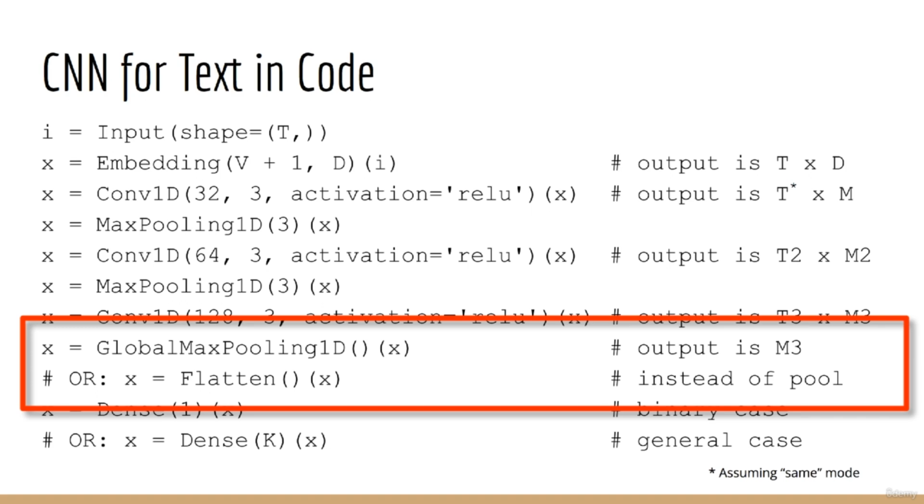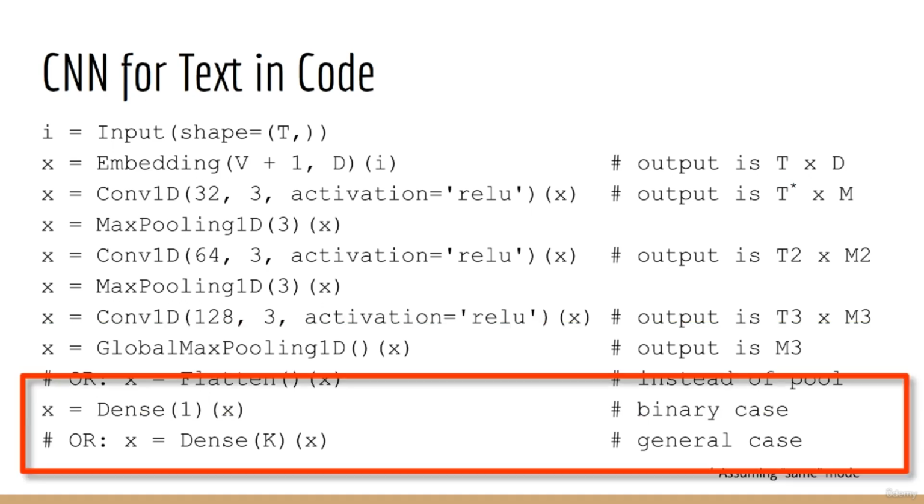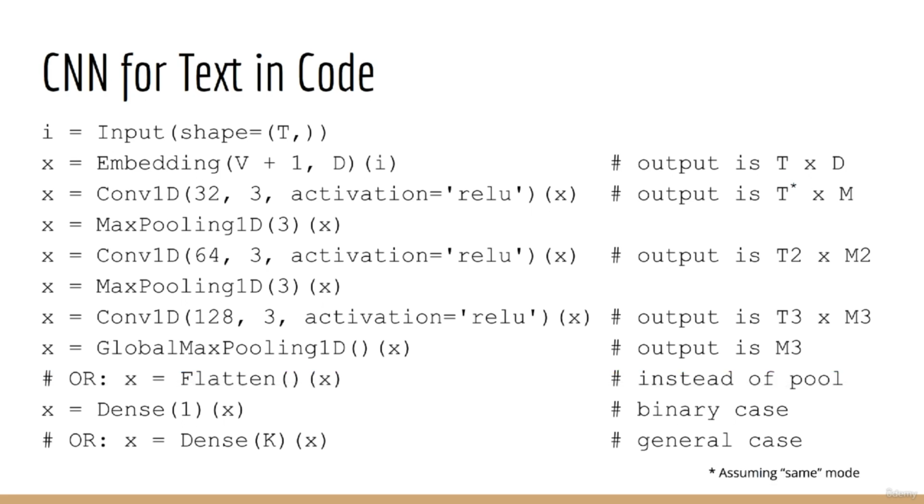Once we're done that, then we can do a flatten, or we can do a global max pooling, which will give us a single vector of size M3. Finally, we pass this through one or more dense layers to get a single scalar, assuming we are doing binary classification. As you can see, this is no different from a CNN meant for images, except that all the convolutions and pooling are one-dimensional instead of two-dimensional.